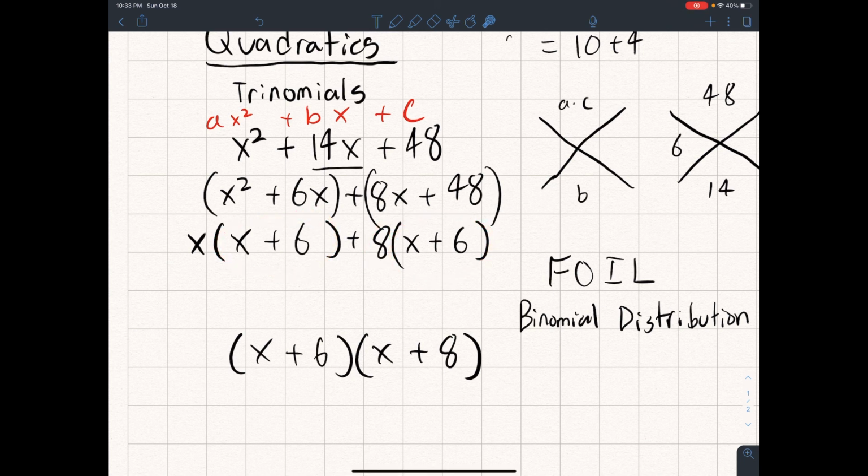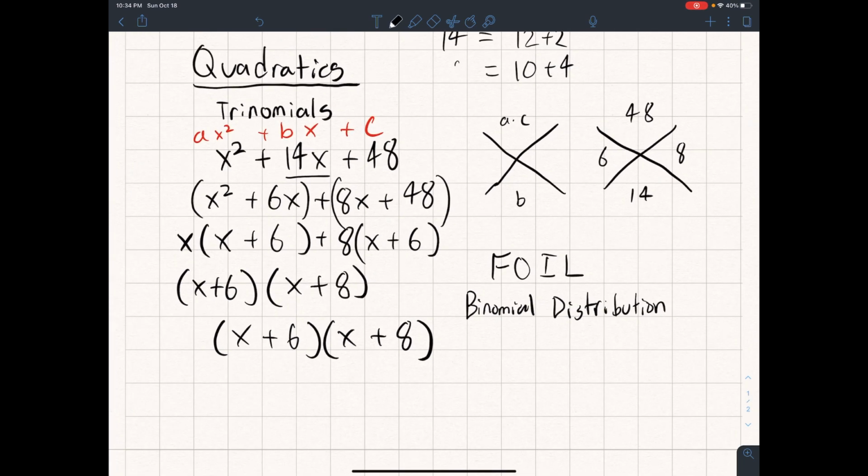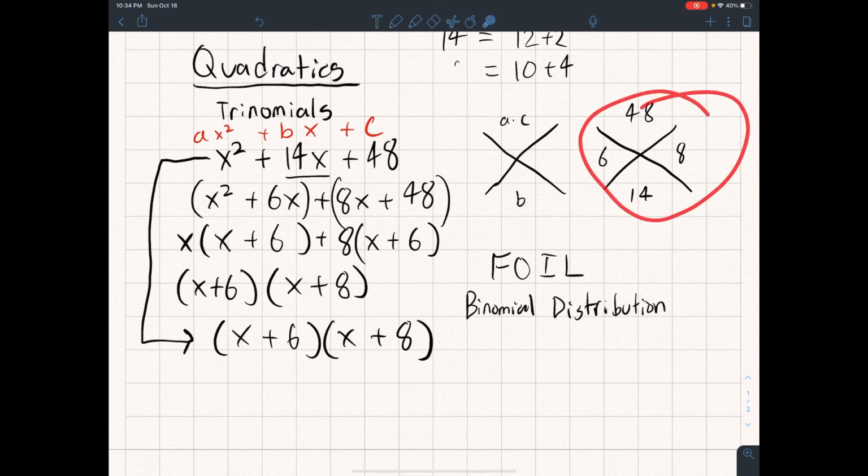But distribution rules and my multiplication rules tell me that this x plus 6 is something in common. That's the greatest common factor of this entire expression now. Well, I can factor that out. So I factor out x plus 6 from both of these, and I'm left with x plus 8. And that is the mathematical reason why I can go from this step all the way down to this step, and why this cross method makes sense.